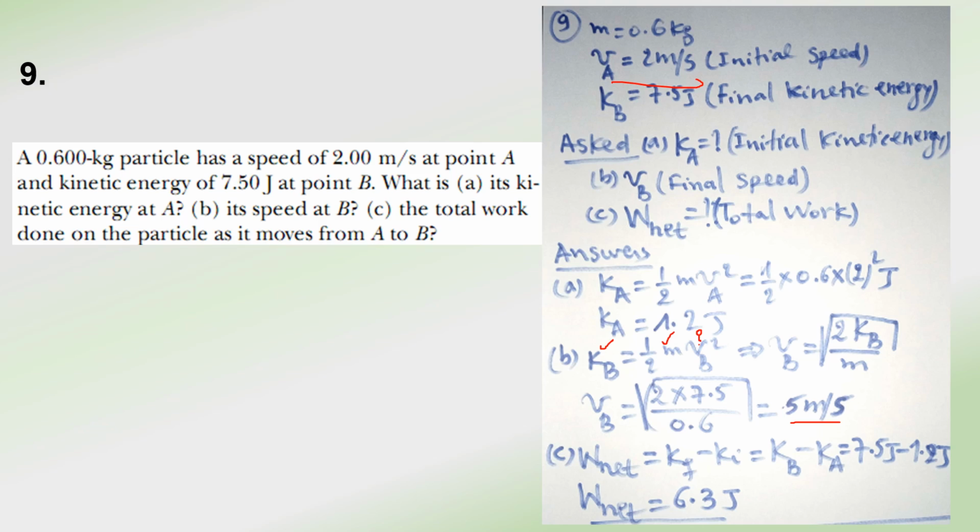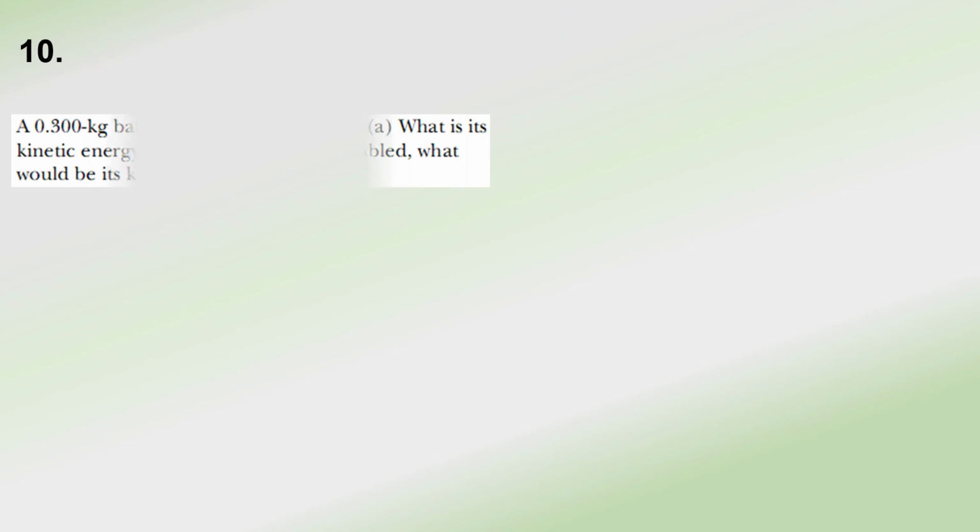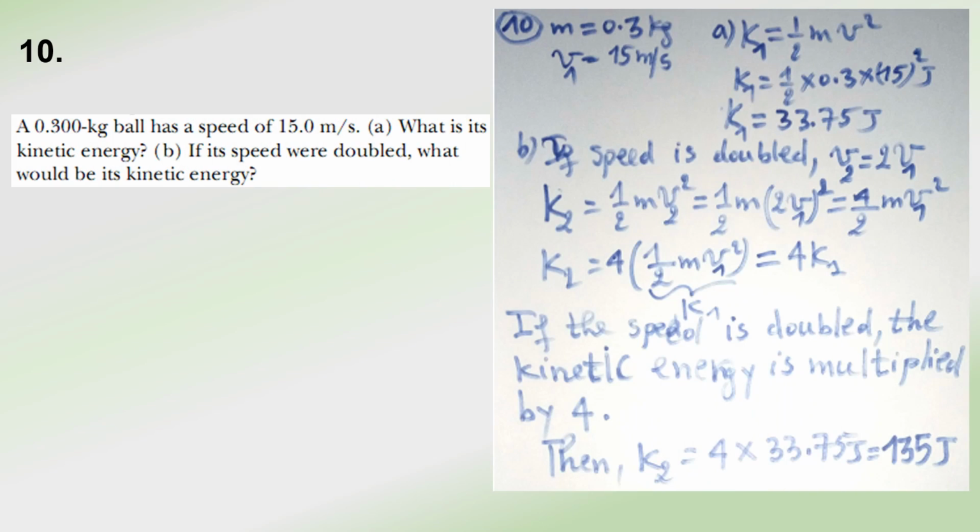And then the net work. The net work is equal to the change in kinetic energy. Then the final kinetic energy is given. The initial kinetic energy is calculated in sub-question A. Then we find the difference and get the net work. Question 10 is also solved.